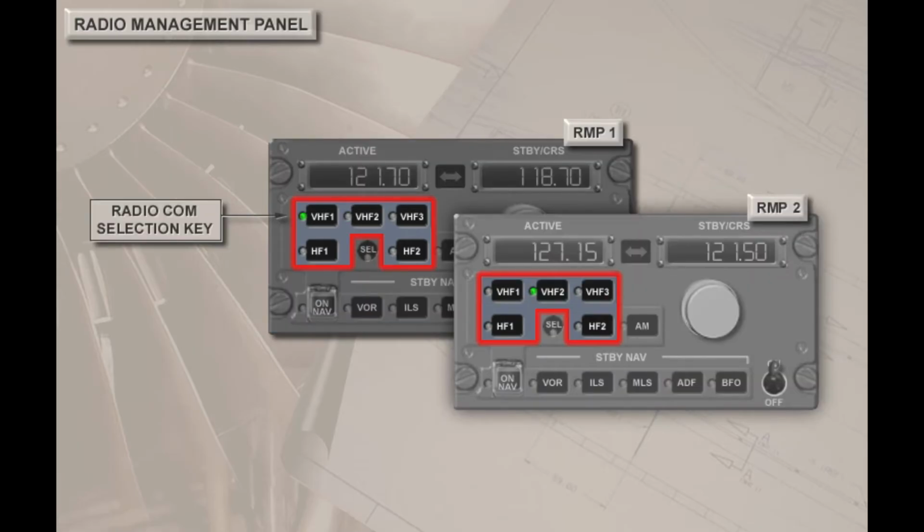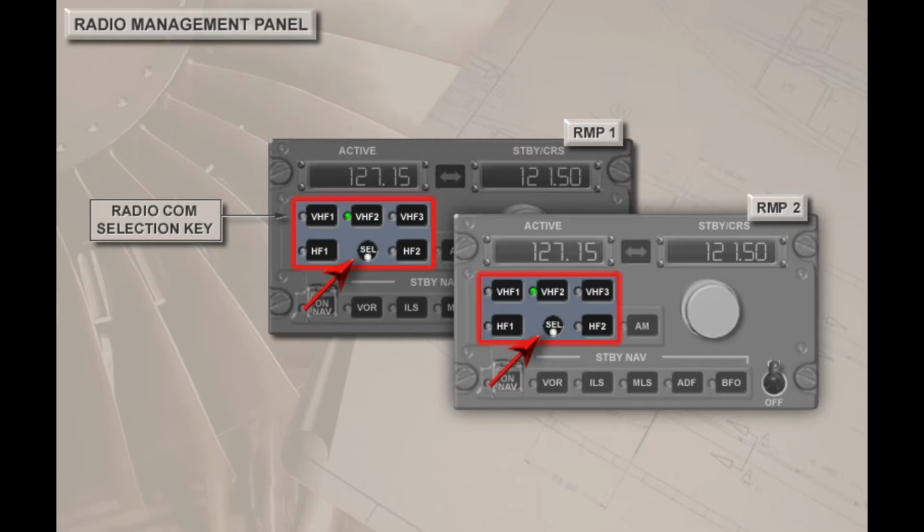Pressing one of the radio comm selection keys on an RMP gives that RMP control of the selected radio and illuminates the green monitor light. Normally, RMP1 controls VHF1 and HF1, and RMP2 controls VHF2 and HF2. If a transceiver normally associated with one RMP is selected by another, the white selector light illuminates on both RMPs.